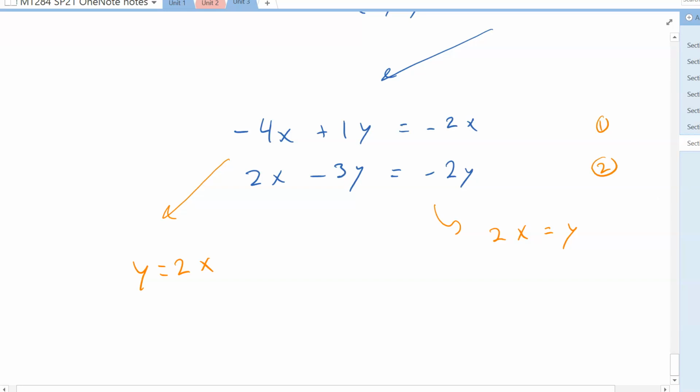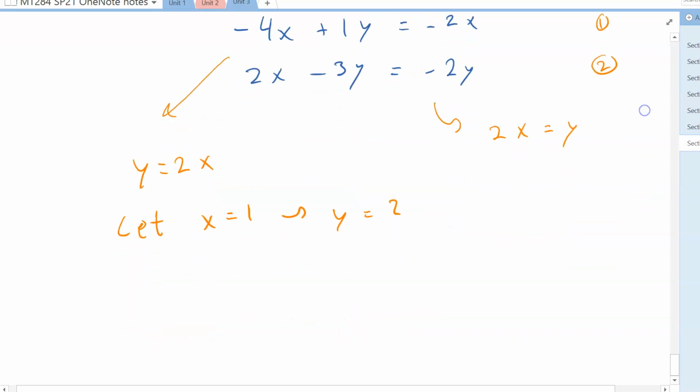There are lots of solutions to this equation, y equals 2x. There's a whole line of solutions if we think about it in the xy plane. We want to find any one except (0, 0). So we'll just take the easy approach here. Let's just let x equal 1. That tells us y equals 2. There's our eigenvector v2. So v2 is the vector (1, 2).